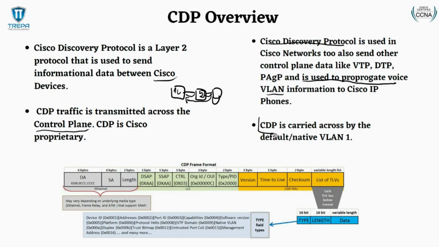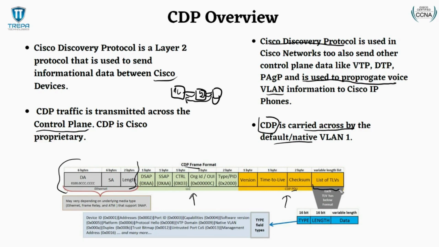Then the Cisco Discovery Protocol itself is going to be carried across the default or native VLAN, essentially meaning in that Ethernet frame, when we do our encapsulation, CDP uses VLAN 1, our native or default VLAN. And then you see here the CDP frame. We have our Ethernet section here, with destination address and source address. And then we have the actual CDP information right here in that header, and then the CDP PDU information.